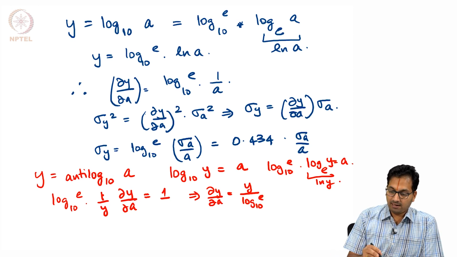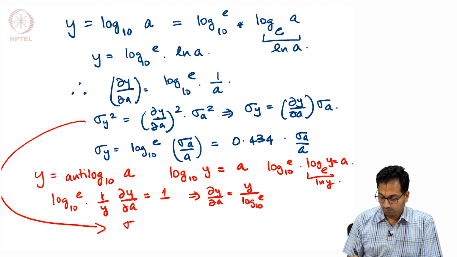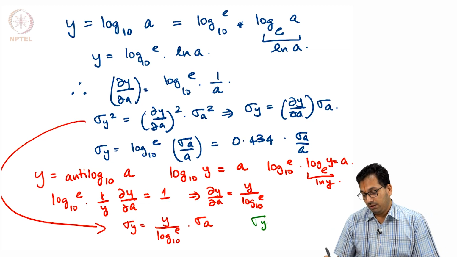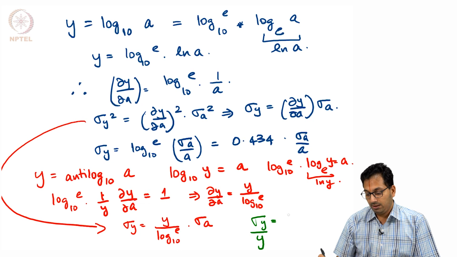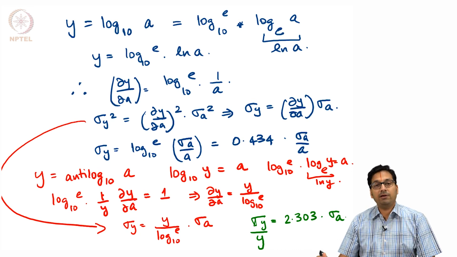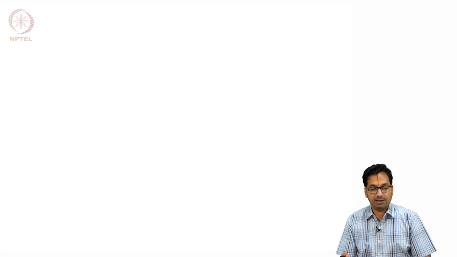So, once again applying this formula here, sigma y will therefore be equal to y divided by log of e to the base 10 times sigma A. So, therefore, this becomes sigma y by y is equal to 2.303 times sigma A. Okay. Now that we have seen these examples, let us try to solve some problems associated with it.